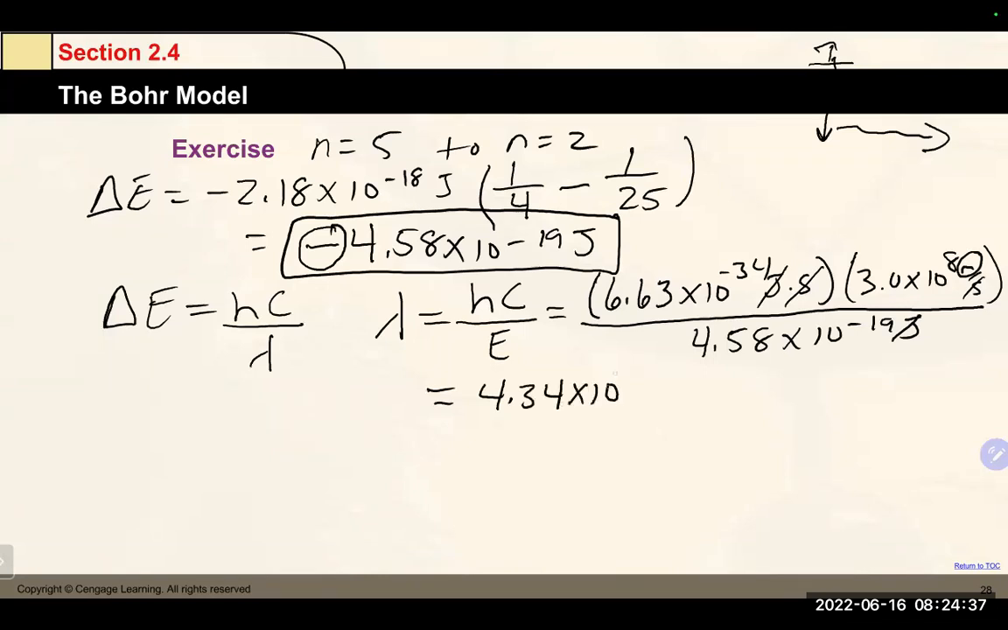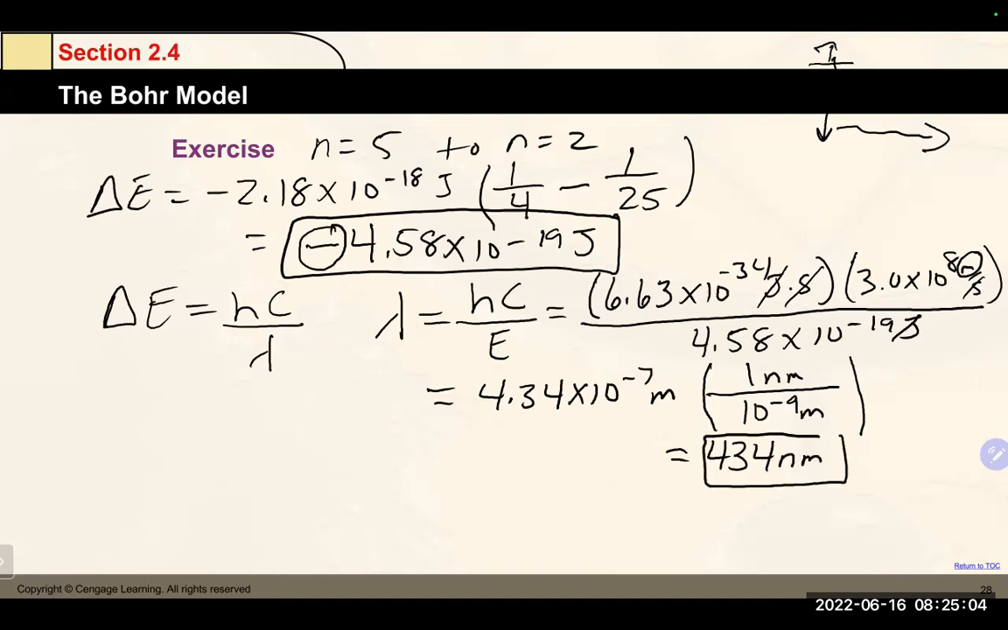4.34 times 10 to the minus 7 meters. Since we did want the wavelength here in nanometers, we'll do our conversion. And that's where we use our nano conversion. That is 10 to the minus 9 meters and 1 nanometer. And that will turn that basically into 434 nanometers at this point.